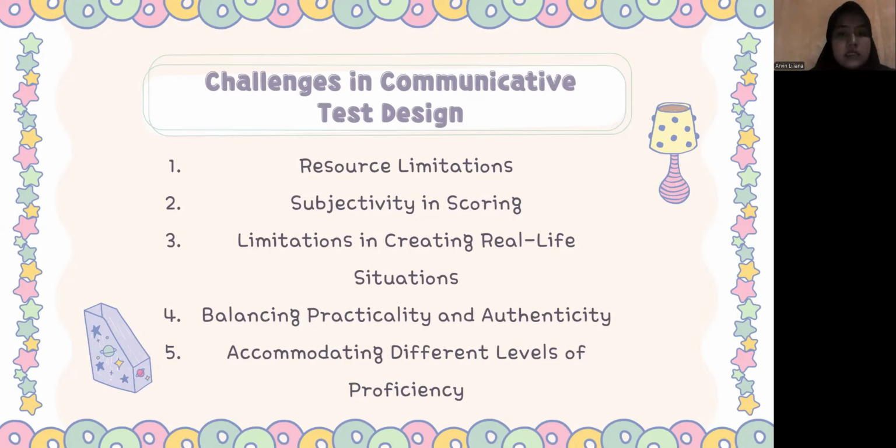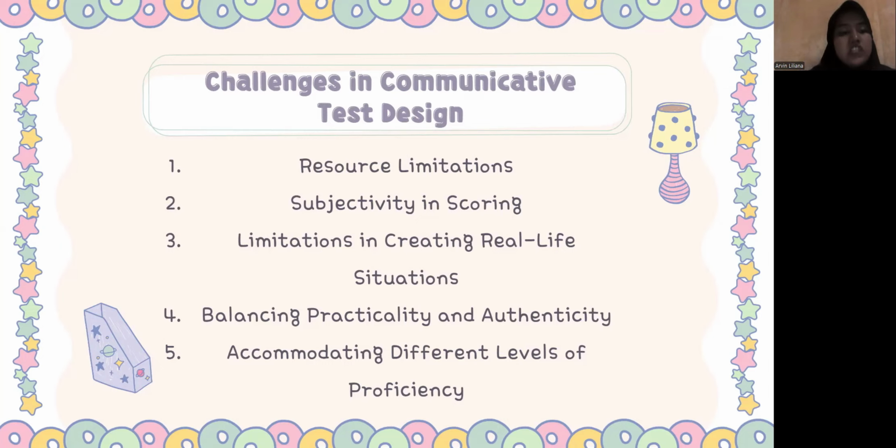The second is subjectivity in scoring. Communicative tests often involve assessing speaking and interaction skills, which can be highly subjective depending on the evaluator. This can lead to inconsistencies in scoring, especially if the scoring criteria are unclear or not consistently applied. The challenge is subjectivity in scoring can lead to differing interpretation affecting the reliability and validity of the test.